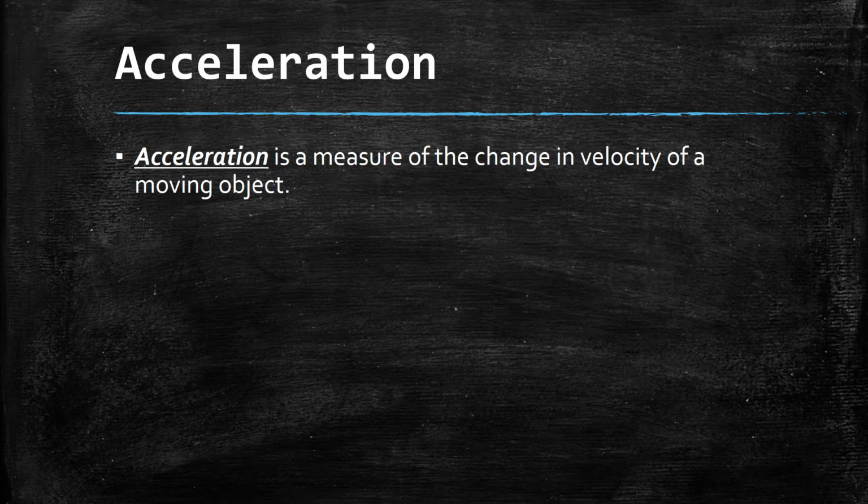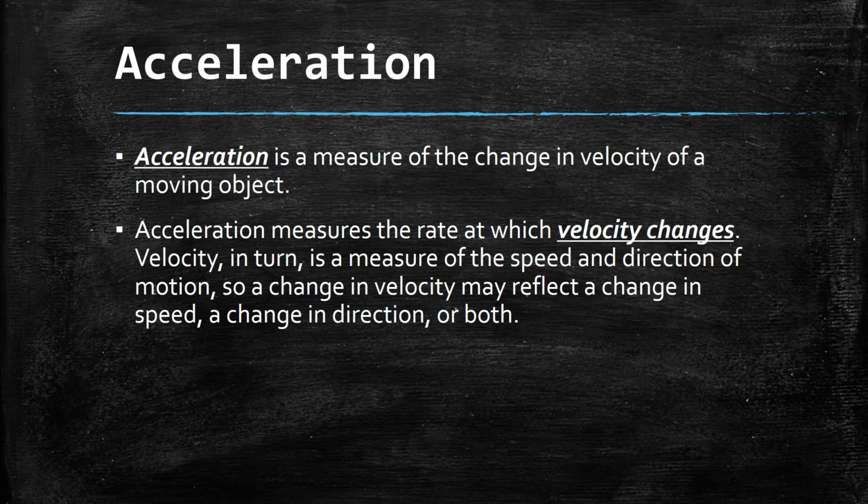moving object. Okay, so if you recall from notes from last class, velocity is a change in speed or a change in direction, because we know velocity as speed and direction. So direction needs to be given along with speed of an object. So when we look at acceleration, acceleration is a measure of the change in velocity of a moving object. Acceleration measures the rate at which velocity changes.